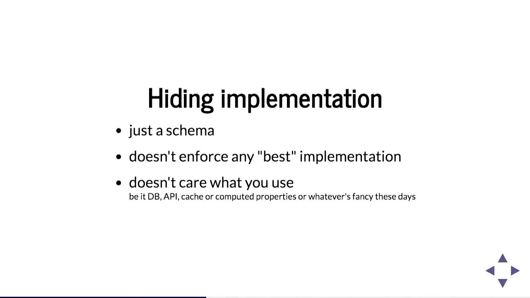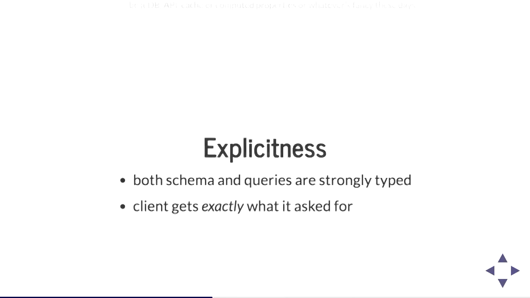GraphQL is also very good at hiding the implementation of the services behind it, because when you're talking to a GraphQL server, you're using the GraphQL query language and the GraphQL schema, but you have no idea what's behind it. On top of that, GraphQL, by being framework and language agnostic, doesn't enforce any best implementation or default behavior, and doesn't really care whether your data comes from a database, from a remote API, or is computed in place. It just needs something to provide data and doesn't specify what it is.